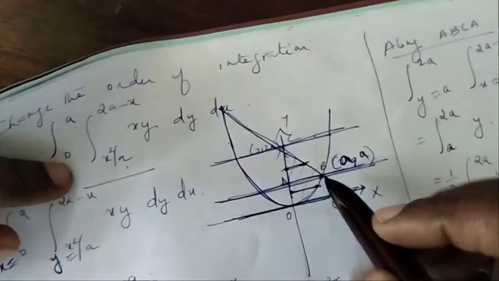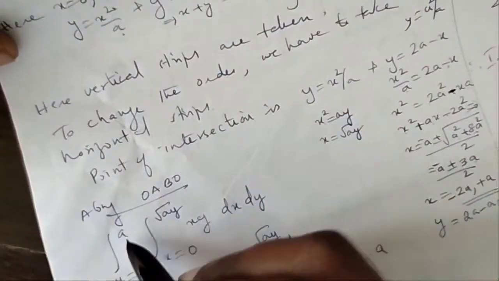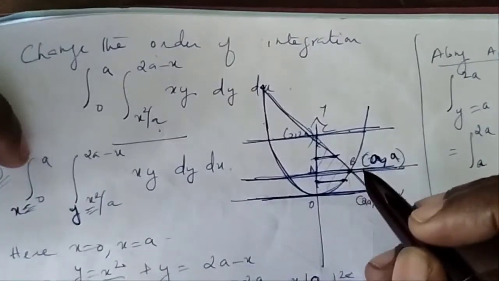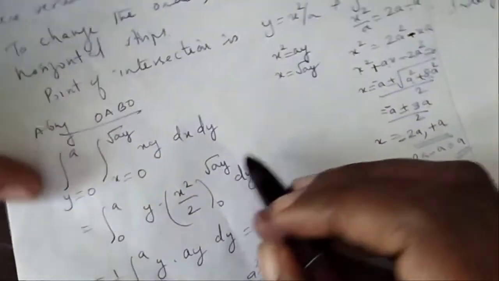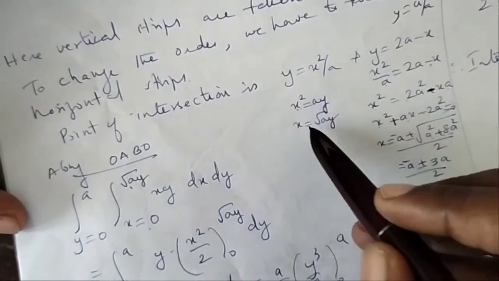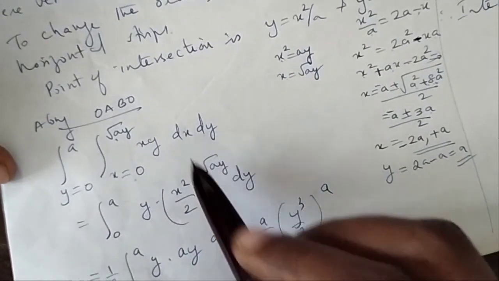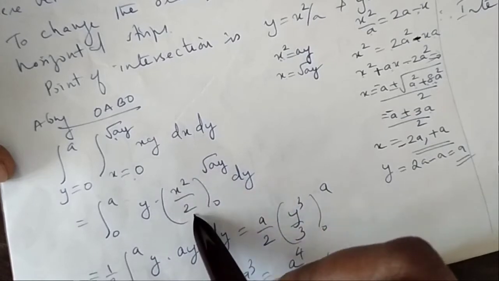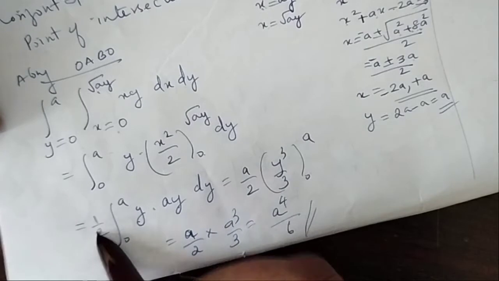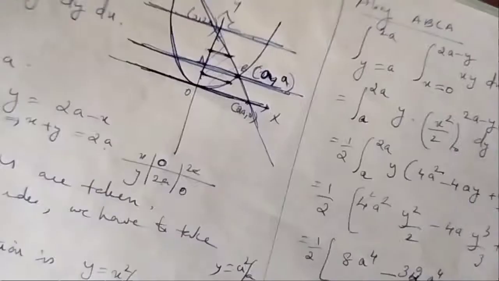So in this one, which are the horizontal lines? y is equal to 0 to y is equal to a. Then x from 0 to a point on this parabola, root of ay. Because x square is ay, x is root of ay. Integral of xy dx dy. First of all, integrating with respect to x. So integral of x is x square by 2 from 0 to root of ay. y into ay, half a constant taken out. So the answer is a raised to 4 by 6.